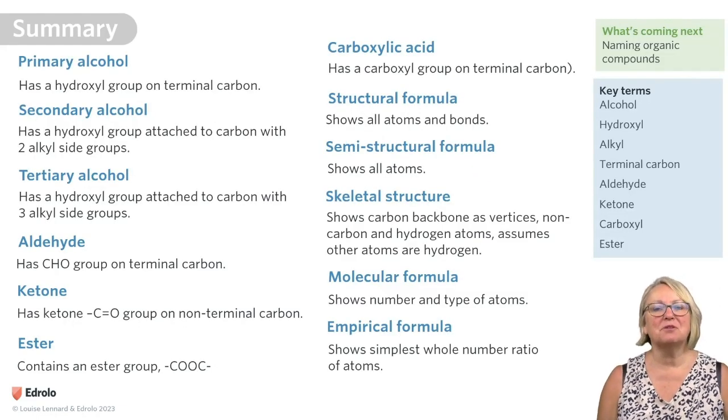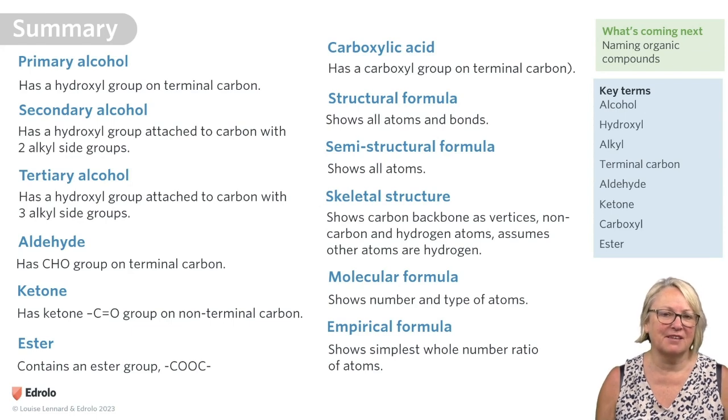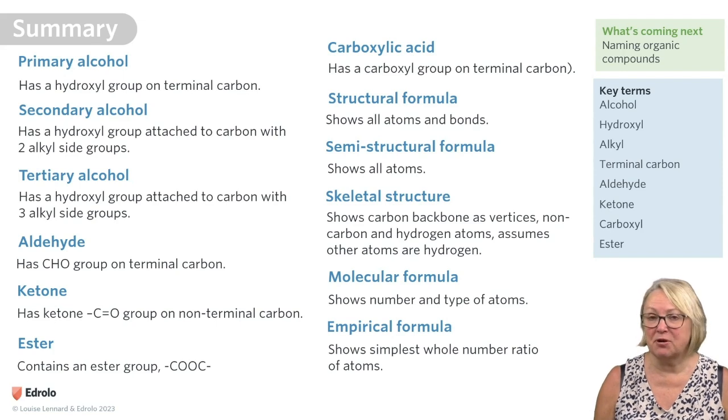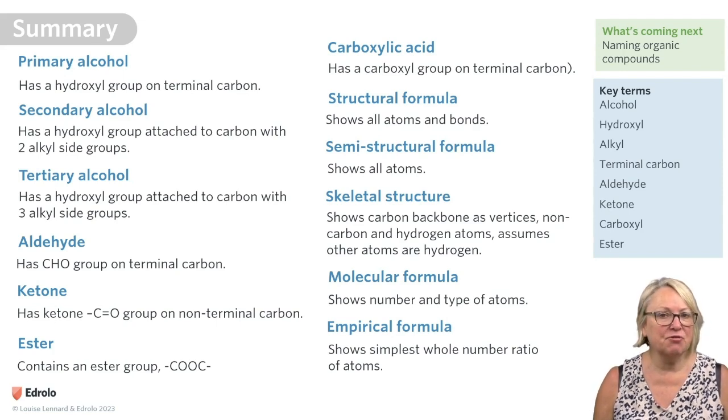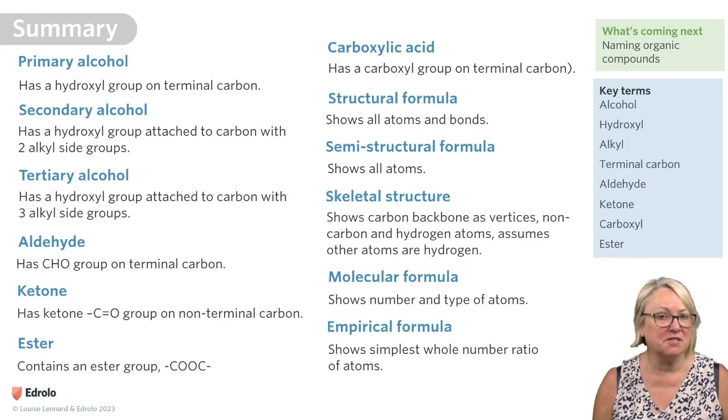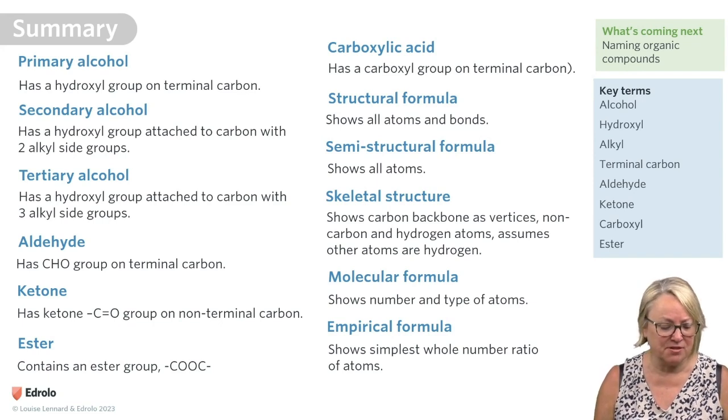Okay, so we've learnt more in this lesson, and I would encourage you to put this onto cue cards so that it becomes like a language for you. A primary alcohol has a hydroxyl group on a terminal carbon. A secondary alcohol has a hydroxyl group attached to a carbon that is attached to 2 alkyl side groups. A tertiary alcohol has a hydroxyl group attached to carbon with 3 alkyl side groups, and tertiary alcohols aren't as reactive as primary and secondary alcohols.